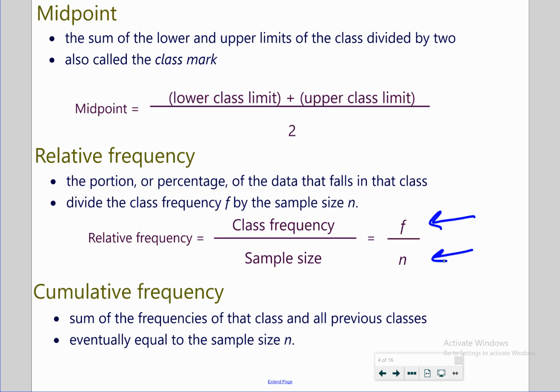Cumulative frequency is the frequency of the class that you have plus the frequencies of all the classes prior to it. Okay. The sum of the frequencies of that class and all of the previous classes. So in our table in a second, we're going to do an example of each of these so you'll see what those look like.